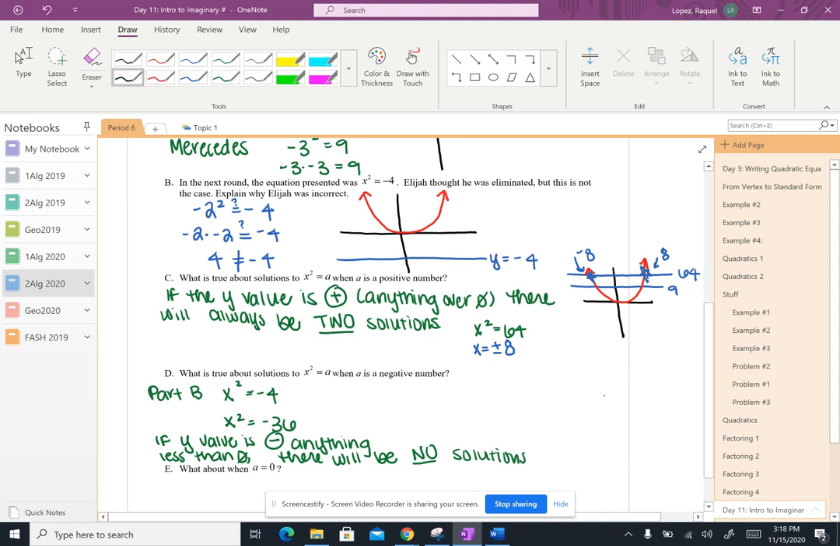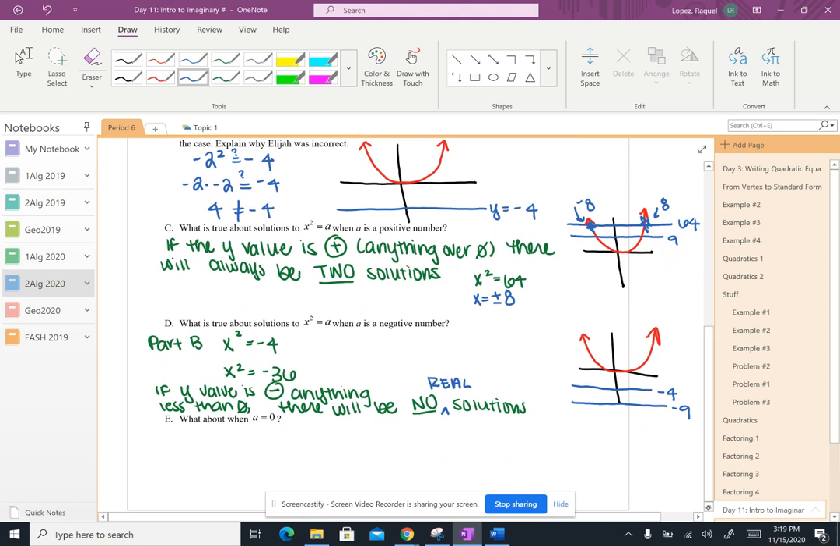We can visualize this on a graph again. There's our parabola of x squared, and if I draw in the line y equals negative 4, we can see the parabola doesn't cross. And if I draw in something like negative 9, we can see that the parabola does not cross. Today's lesson is about imaginary numbers, so we're going to modify our answer here and say that there will be no real solutions. We'll discuss a little bit more about what that means in the next video.